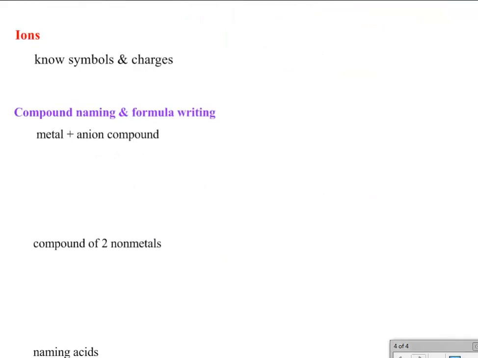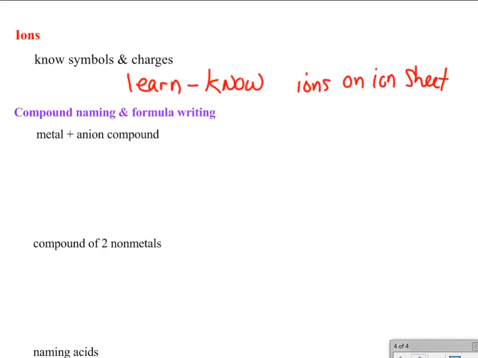Ions are used to make up compounds. When we have ionic compounds, you have an ion sheet listing all the common ions, positive and negative. You need to know these. You need to know the names, you need to know the charges, you need to know the symbols of these ions, as well as you know the alphabet, your phone number, and your address. When these compounds are put together to form formulas, there are a variety of patterns.